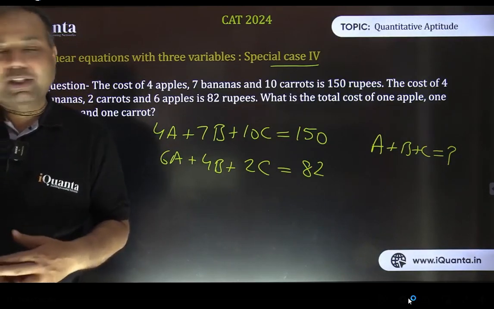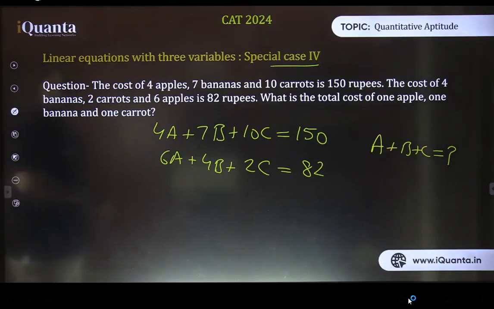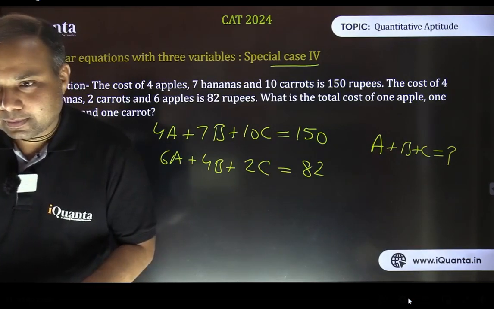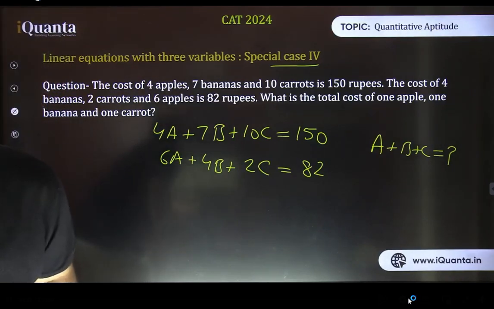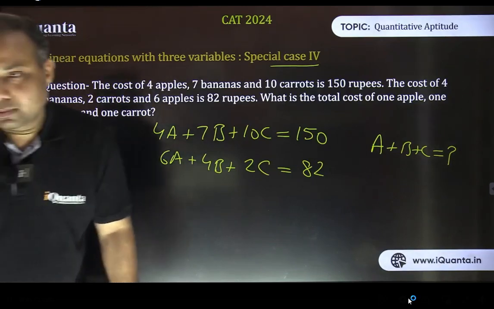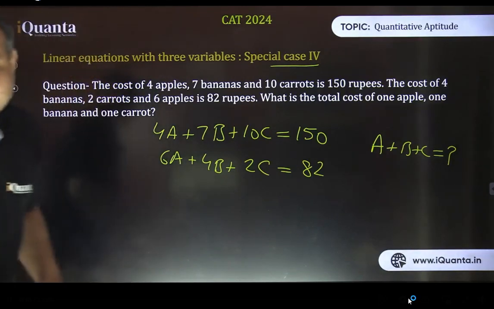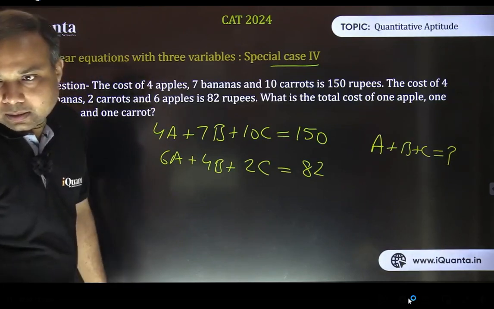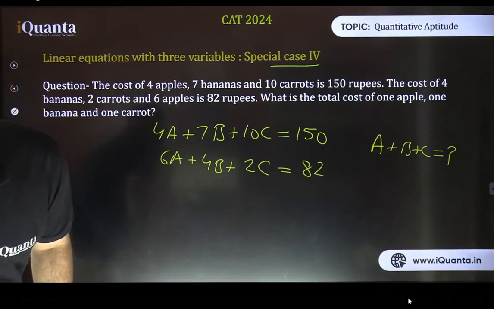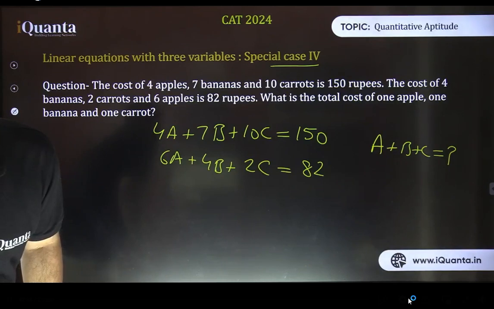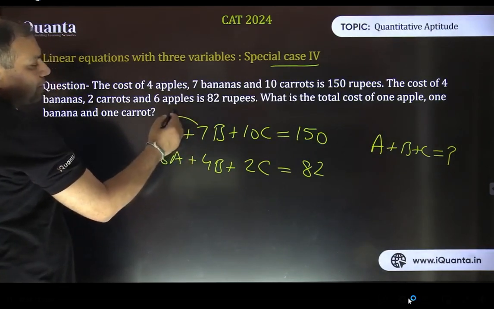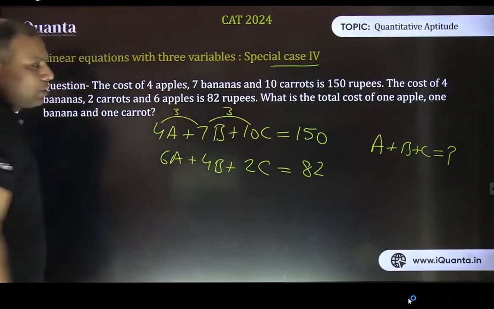Yes, we need to multiply the first equation by 2 and the second by 3. Okay, let's see now. That's a suggestion by many of you. See, if we look at the difference between the coefficients of the first equation, 4 and 7, the difference is 3, and 7 and 10, again the difference is 3. It is the same difference here.